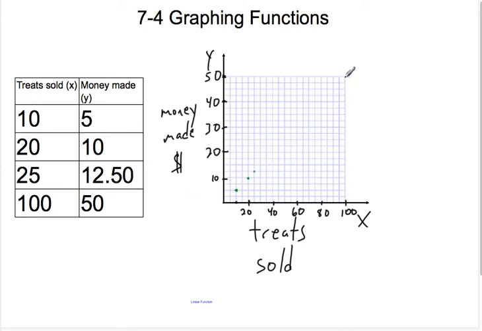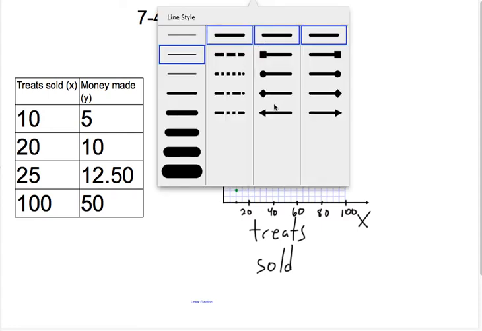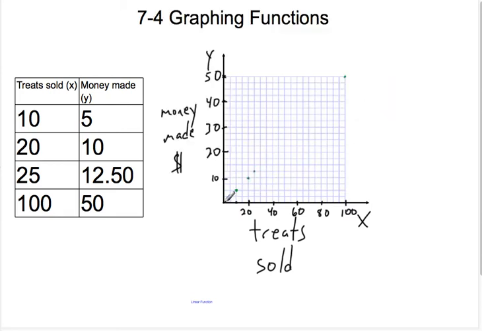And what you'll notice is that this is a linear function. So let me do this as a straight line. Okay, and it goes on forever, meaning if we were to sell 200 treats, we'd make 100 bucks. Okay, so this is a linear function. Not all functions are linear. There are functions that look like all sorts of shapes. But in this class right now, we're going to talk about linear functions.